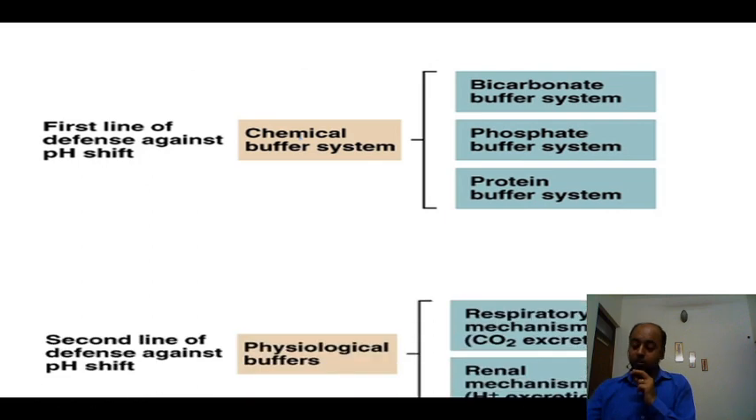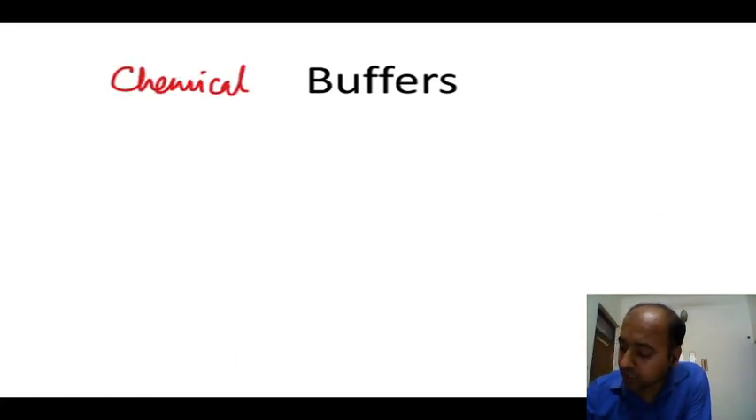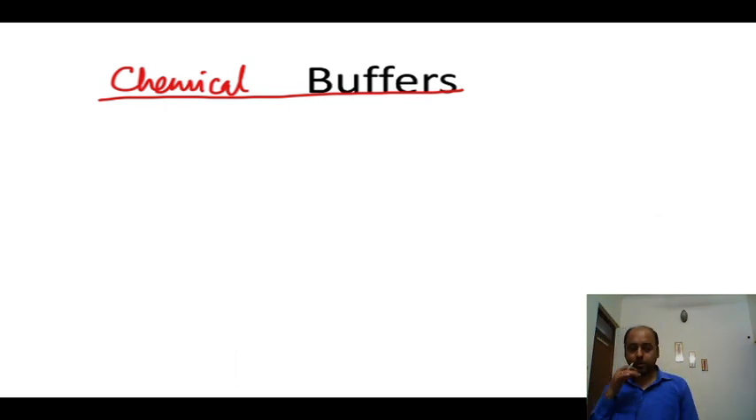The second line of defense against pH shift is the physiological buffers, which are the respiratory mechanism and the renal mechanism. Remember, they are not so fast acting, they are somewhat slow acting, but nevertheless they are very important, and they can correct very broad, or gross, changes in the pH. Okay, so let's first come to the chemical buffers.